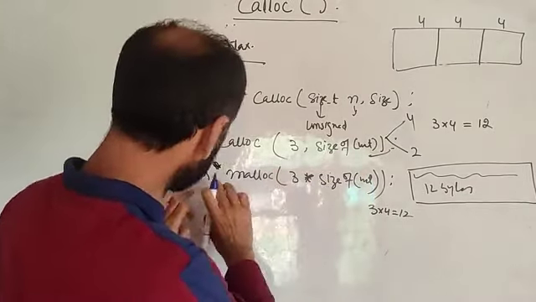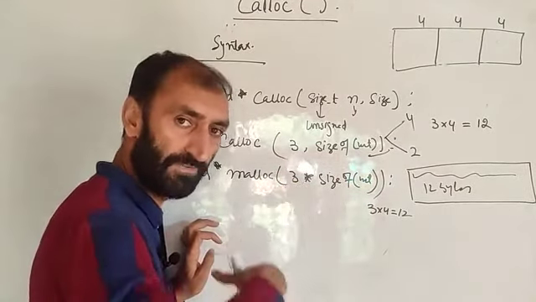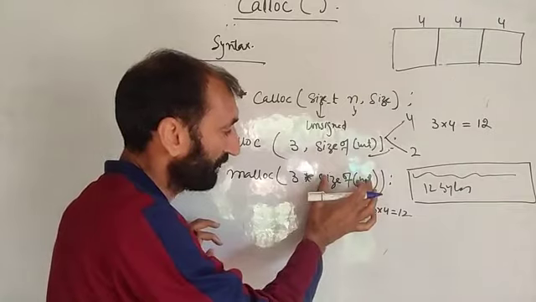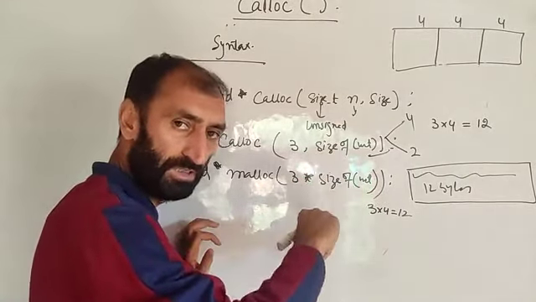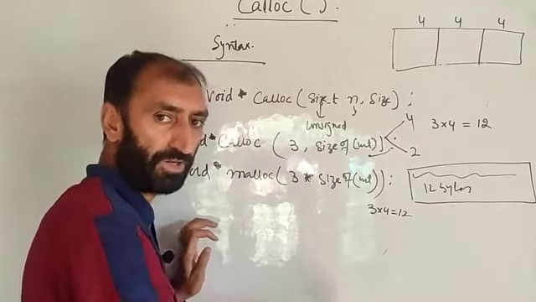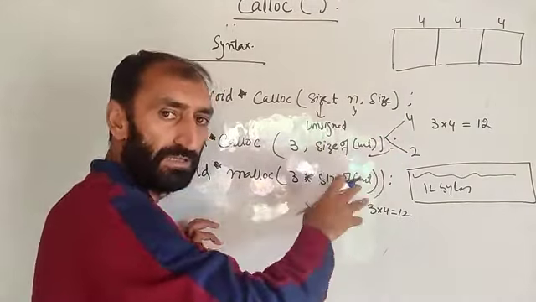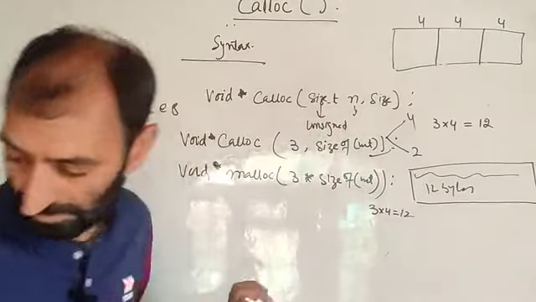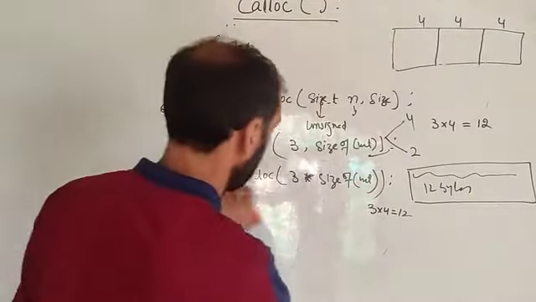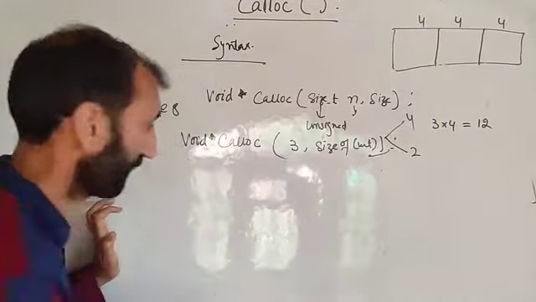Third, in case of malloc, it takes only 1 argument: how many values you want to store, and what type of data you want to store, whether you want int, char, or float. Accordingly, the memory will be allocated for that program by malloc. Hope now you understood the differences between the malloc and the calloc function.